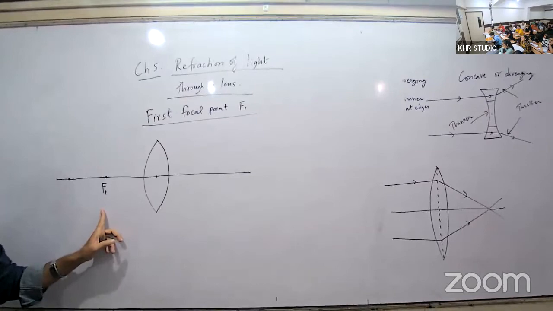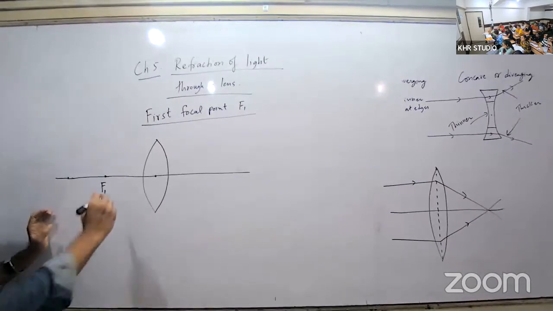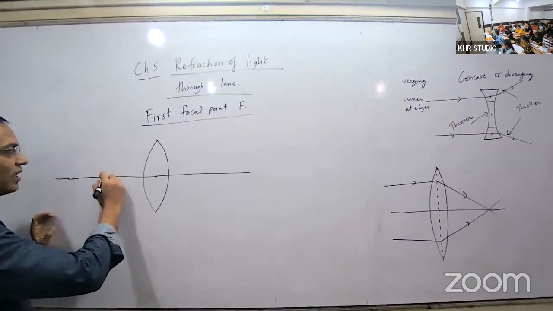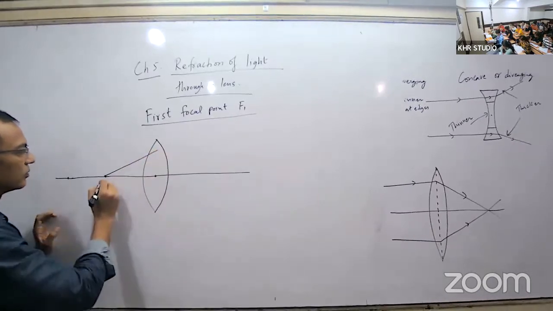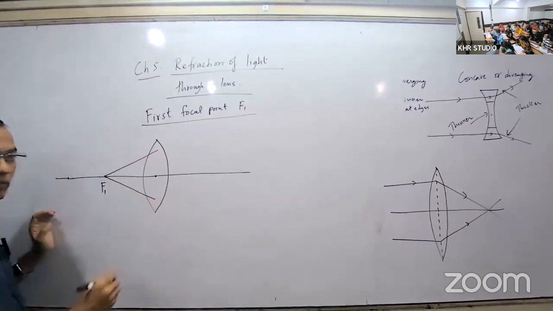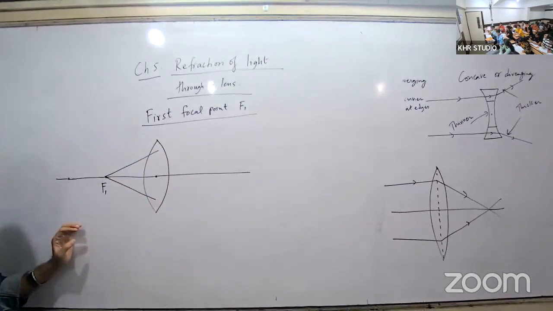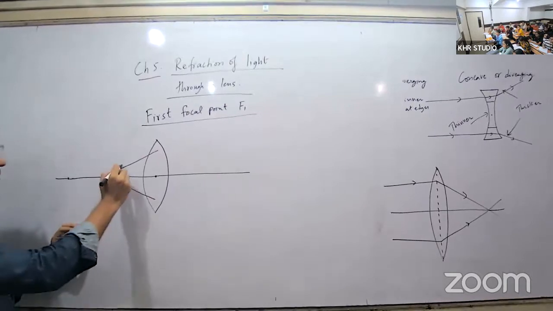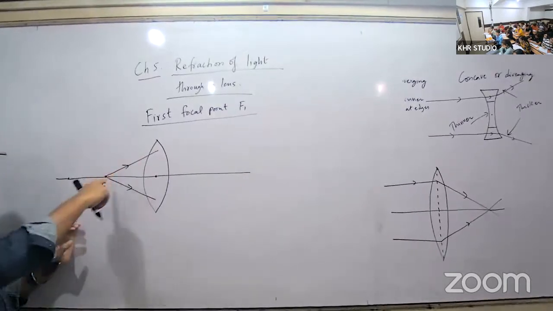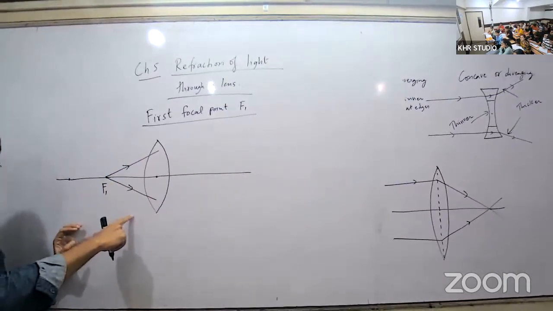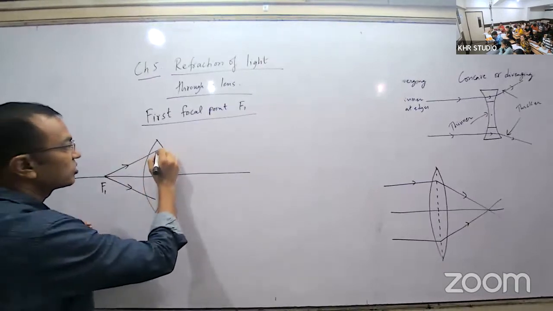Why do we call it the first focus? Because any light emanating from it, okay, silence. Pay attention over here. Any light emanating from the principal focus, after refraction, becomes parallel.